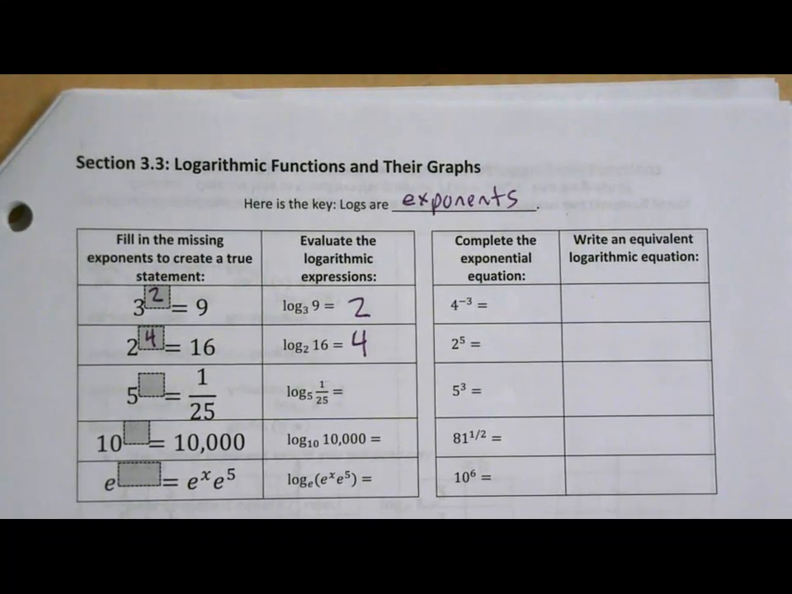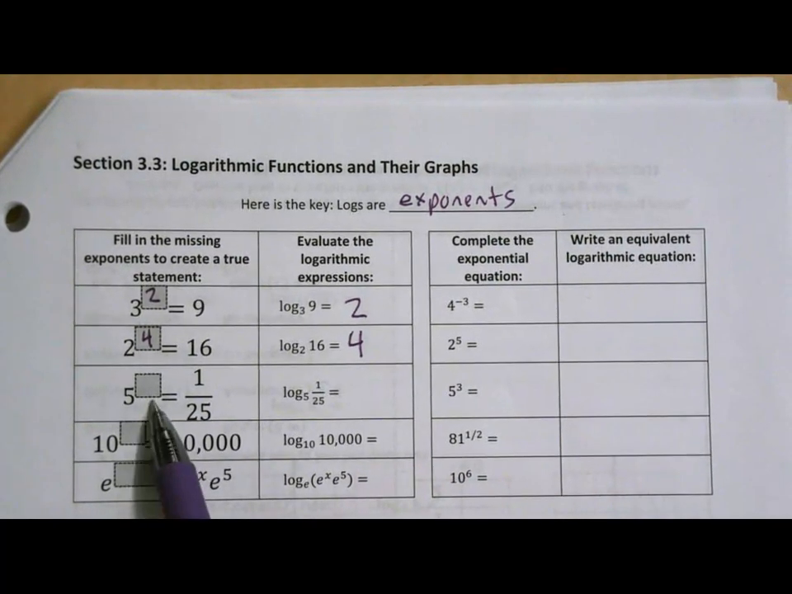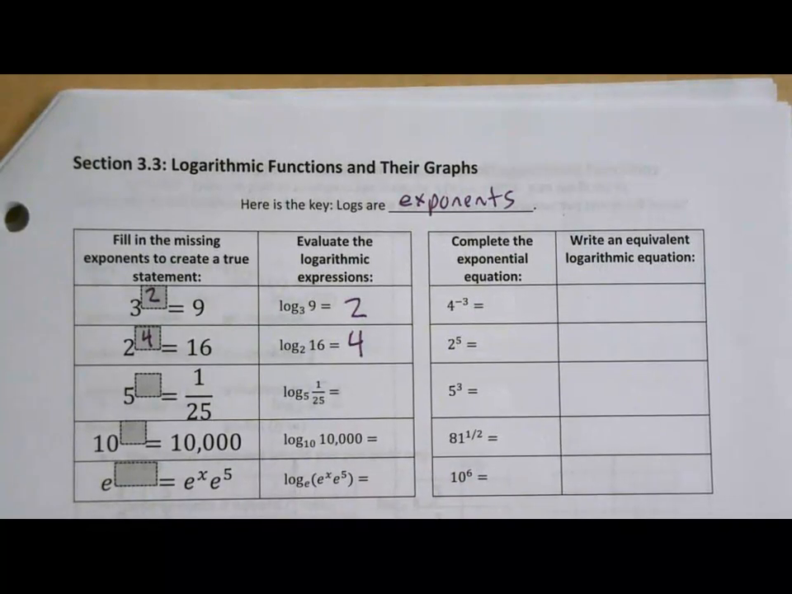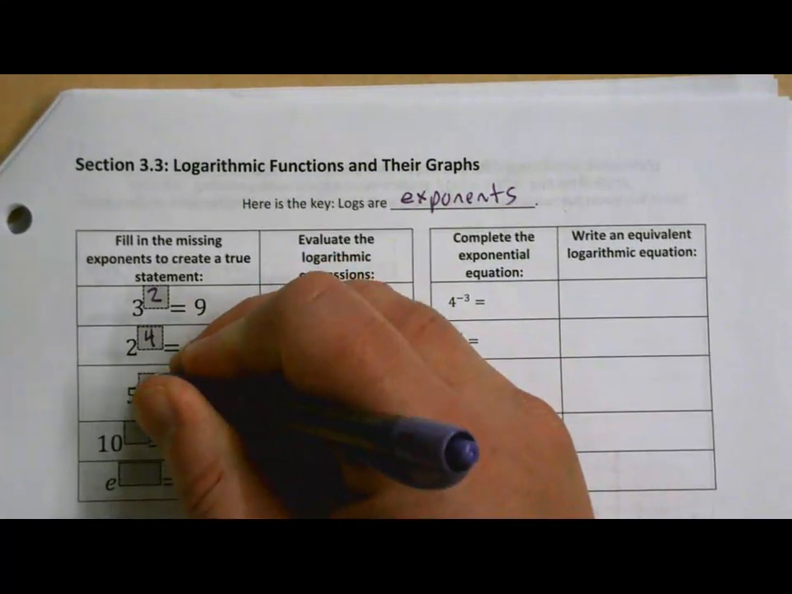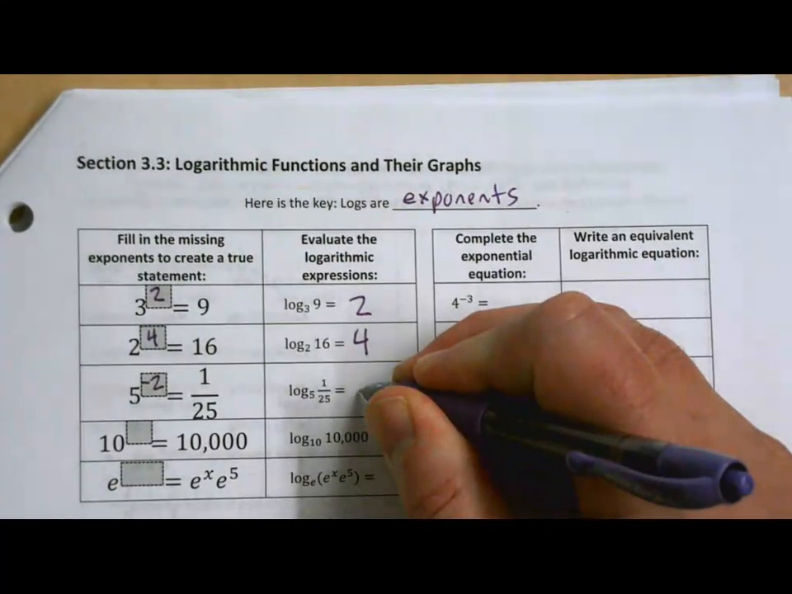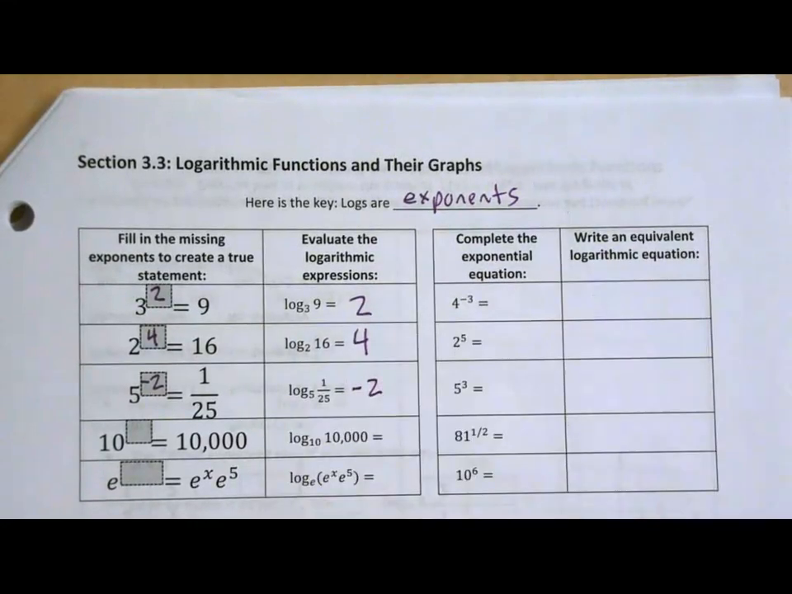All right, what's the log base 5 of 1 over 25? That would be the exponent that I'd stick onto a 5 to make it equal to 1 over 25. I think it's going to have to be negative, right? Negative 2. So the log base 5 of 1 over 25 is negative 2.